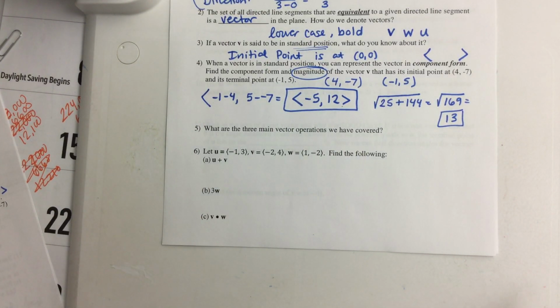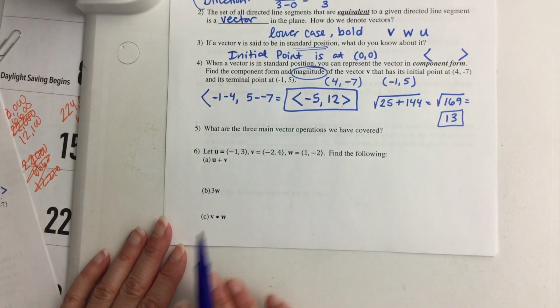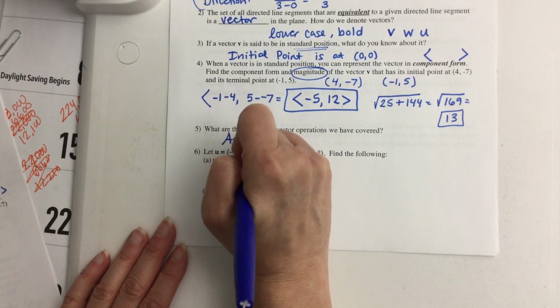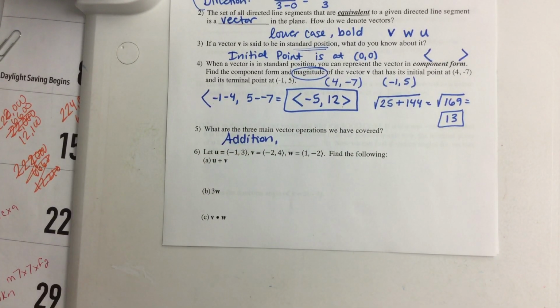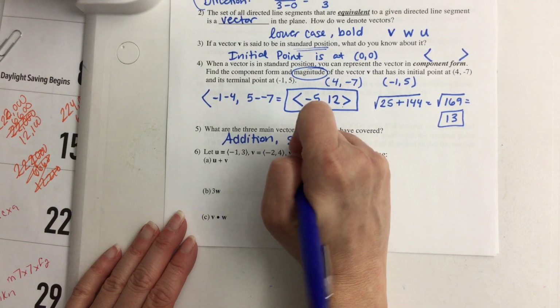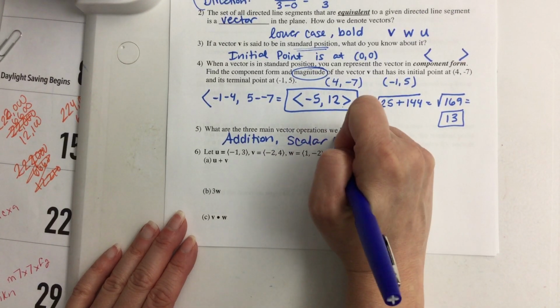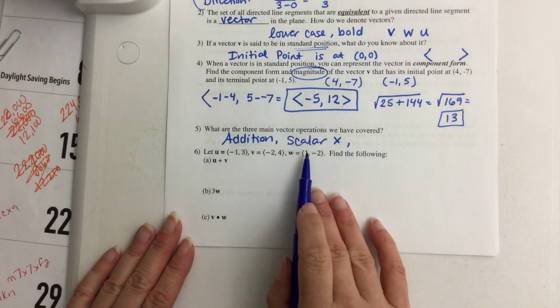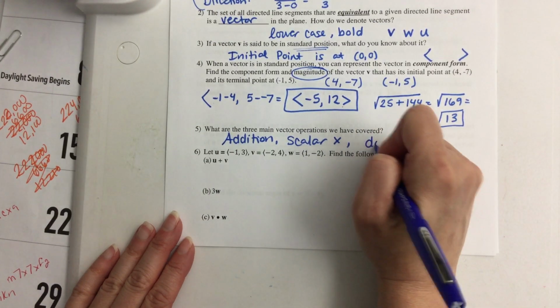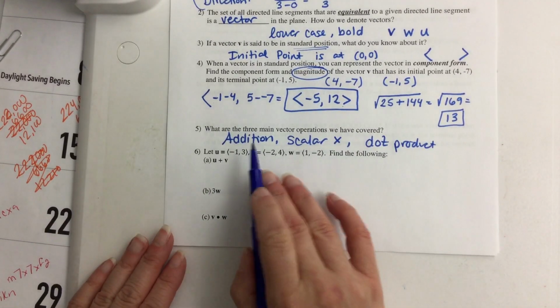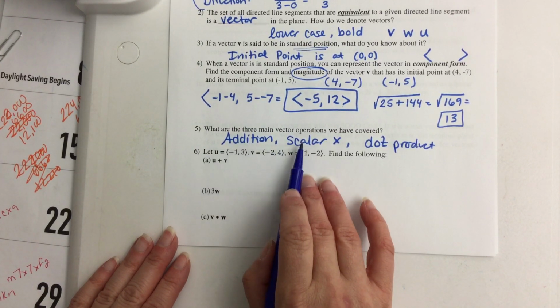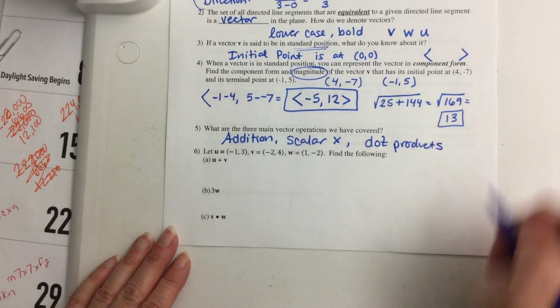Okay, what are the 3 main vector operations we've covered? We've covered addition. Remember, addition does include subtraction because subtraction is technically adding the opposite. Okay, we did scalar multiplication. That's where you are distributing. Then we just learned what's called a dot product. So we did addition, which includes subtraction, scalar multiplication, and dot products.